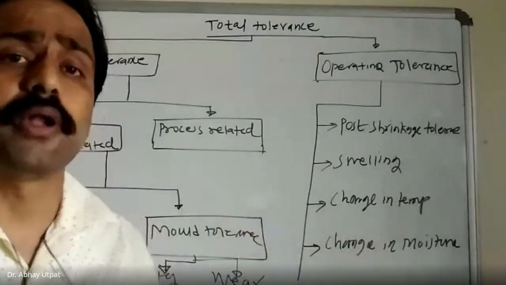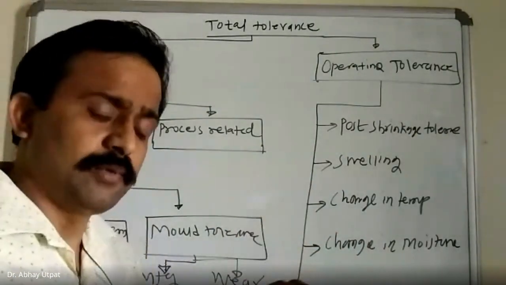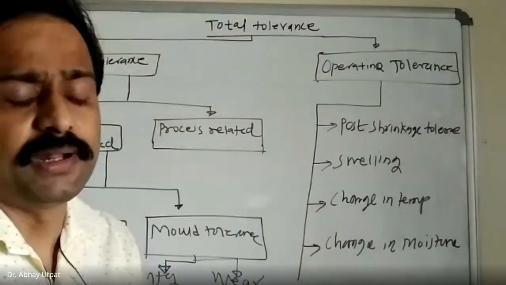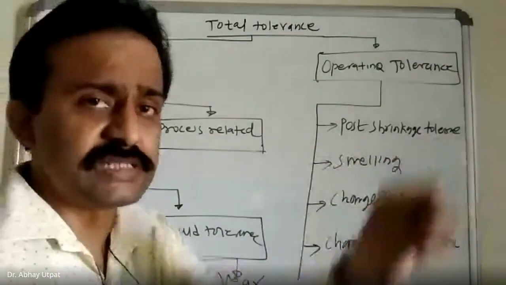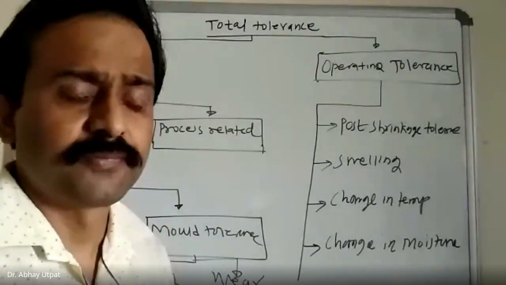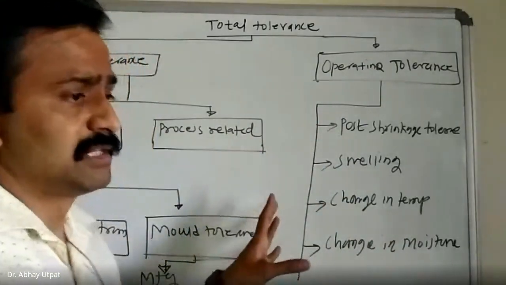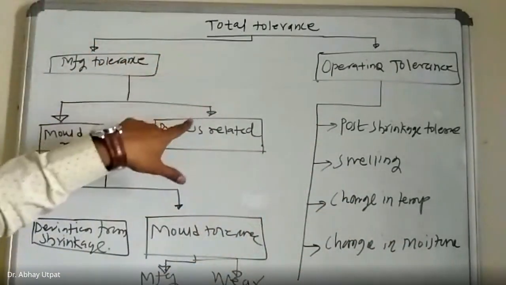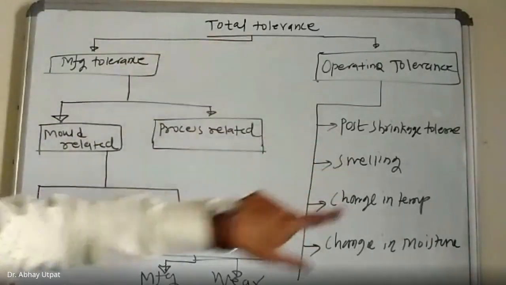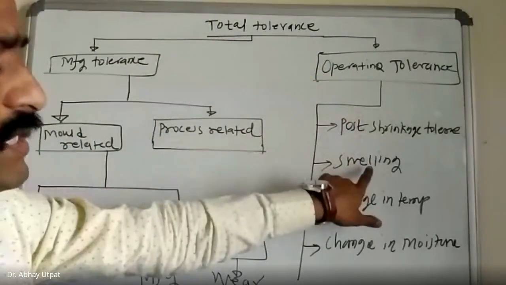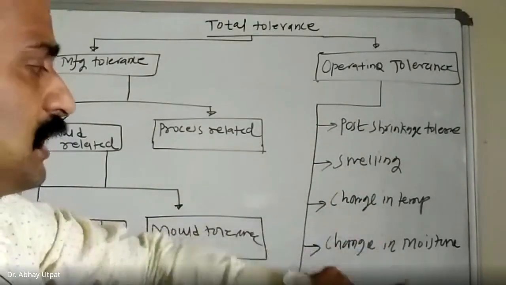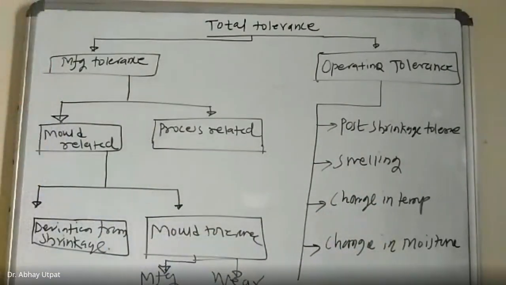Then how to modify the tolerances? Part tolerances and mold tolerances both may be modified by taking the closest dimension to avoid confusion for the manufacturer. And in general, this chart of tolerances is kept in front of you. Manufacturing tolerance, operating tolerance. In operating tolerance, post shrinkage, swelling, change in temperature and change in moisture may also affect the sizes. In manufacturing tolerance, mold and process related. Mold related are again shrinkage, and manufacturing and wear.